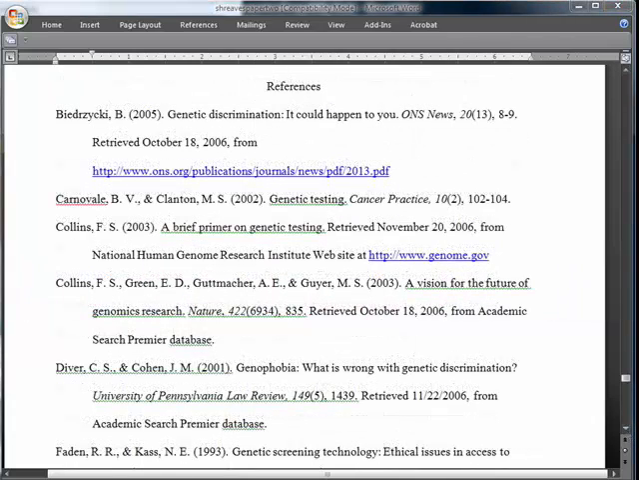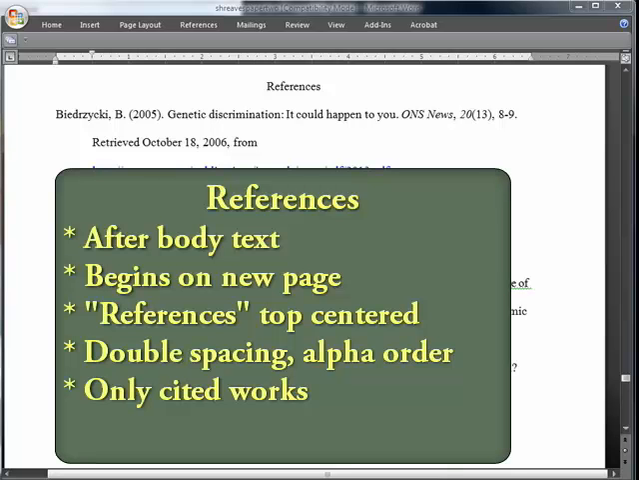Okay, the final thing we're going to take a look at is your references page. As we've already pointed out, your references page comes at the end of your paper, beginning after the last page, on a page by itself. The word References appears at the top of the page, centered, capitalized. Your references are double-spaced and in alphabetical order. And of course, the only works that can appear on a references page are the works that you actually cited in an in-text citation in the text of your paper.